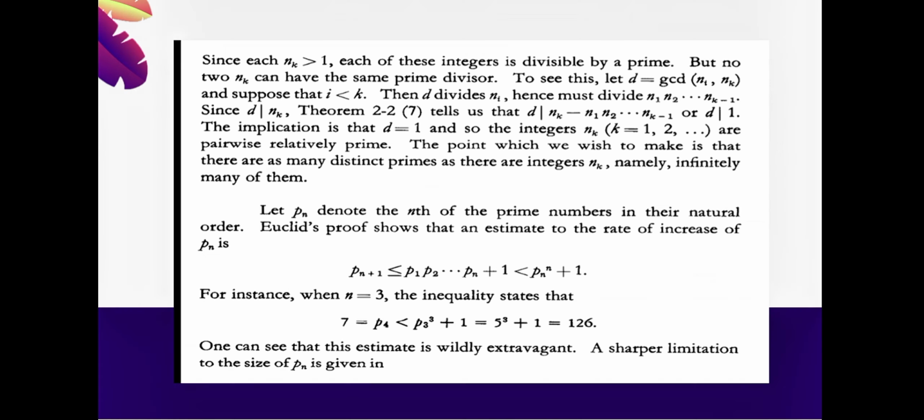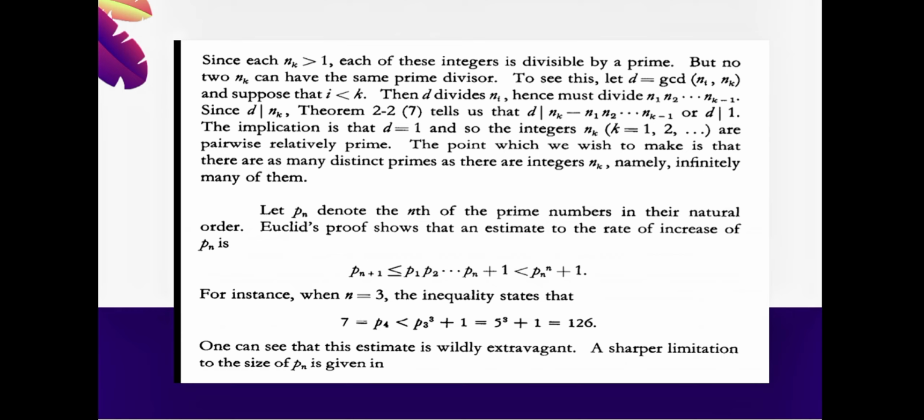Since each n sub k is greater than 1, each of these integers is divisible by a prime. But no two n sub k can have the same prime divisor. To see this, let d equal gcd of n sub i and n sub k, and suppose that i is less than k. Then d divides n sub i, and hence d divides n sub 1 n sub 2 up to n sub k minus 1.